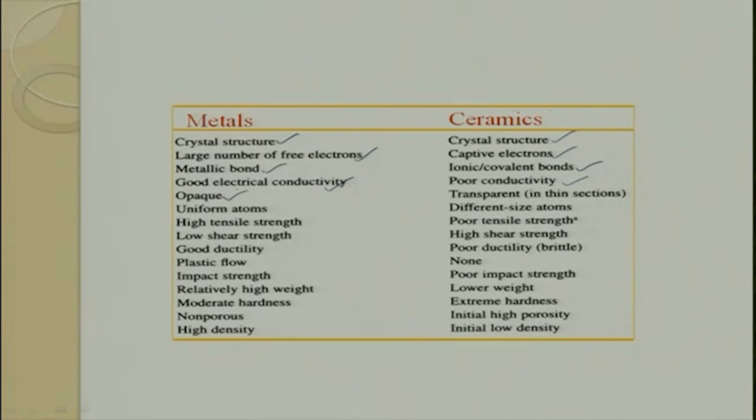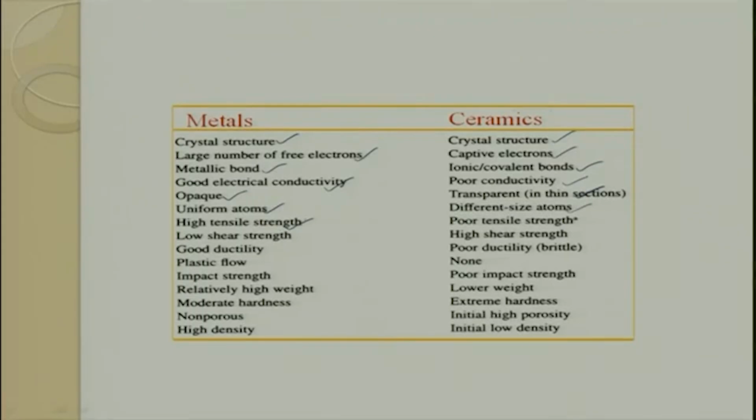The majority of metals are crystalline or polycrystalline in structure, so they are opaque, and in ceramics you have amorphous material also, so that is why it can be transparent. Of course, you have crystalline, semi-crystalline and amorphous ceramics, all three. Amorphous ones are transparent; a simple example is glass, which has uniform atoms. Here different sizes of atoms are there, which means semi-crystalline materials can also be possible.